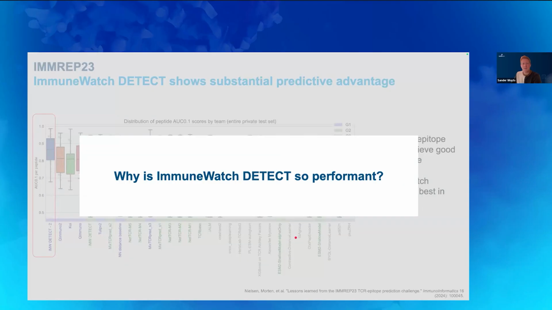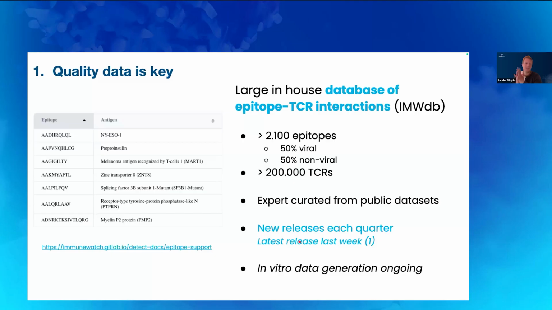Now, coming back to this IMRAP 23 challenge, why is ImmuneWatch DETECT so performant? I think there are two reasons, but the main reason is quality data is key. We founded ImmuneWatch 4 years ago, and the initial focus was generating our own in-house database of epitope TCR interactions. For this, we gathered more than 2,100 different kinds of epitopes. 50%, for example, are coming from viral sources, but 50% is also non-viral sources.